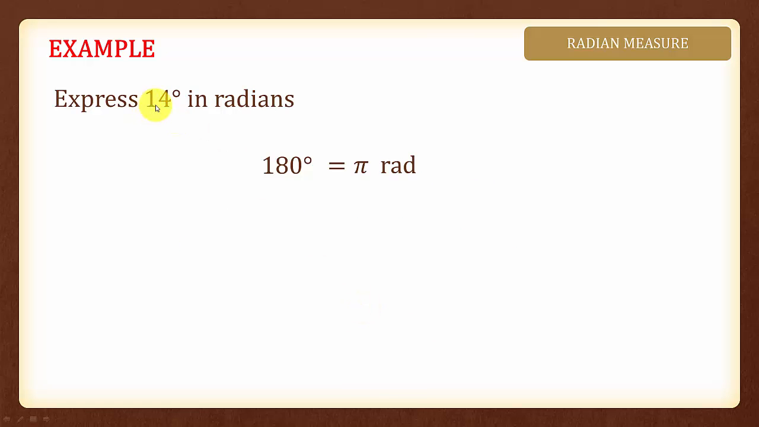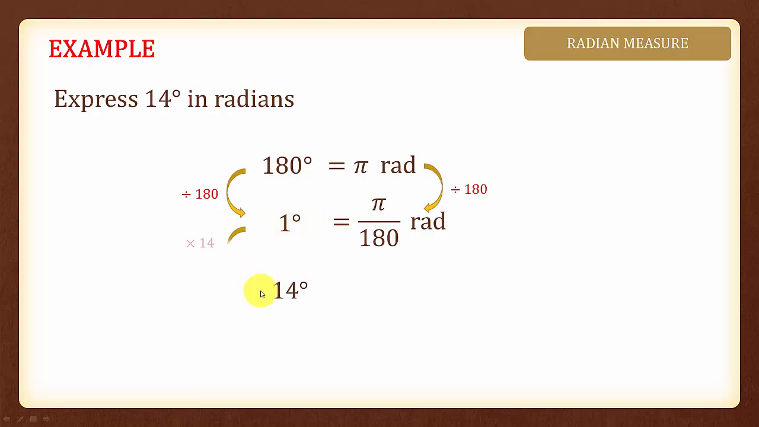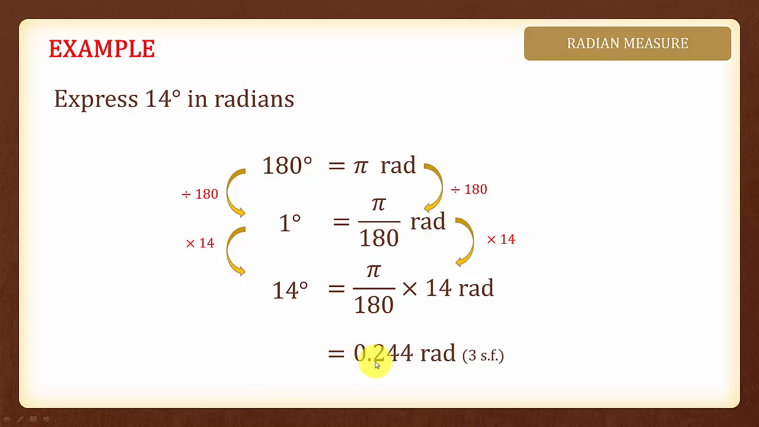To convert 14 degrees to radian, we will first need to find 1 degree, and to find 14 degrees, we will need to multiply 14 on both sides, which will give us pi over 180 times 14. And 14 degrees will be equal to 0.244 radian, rounded off to 3 significant figures.